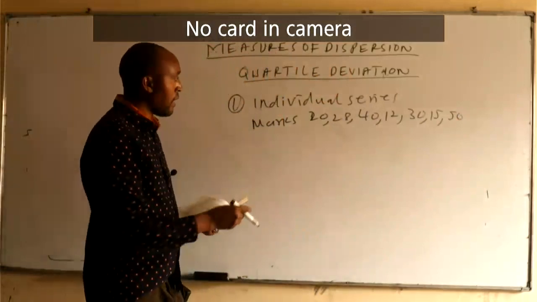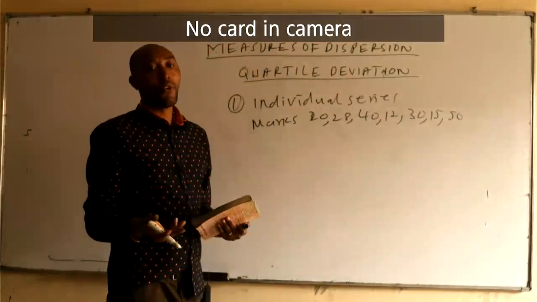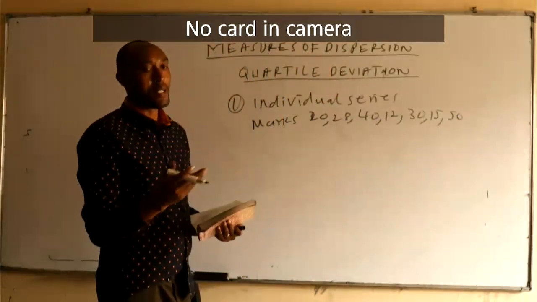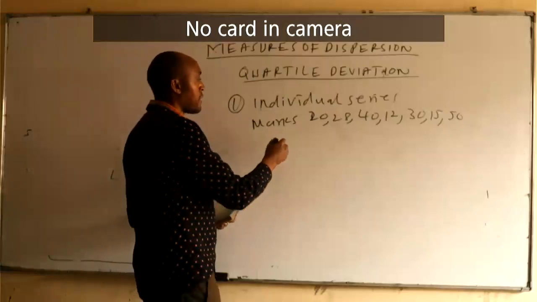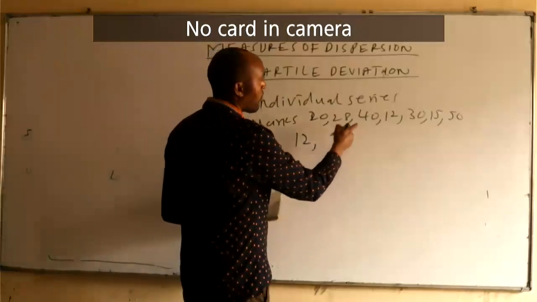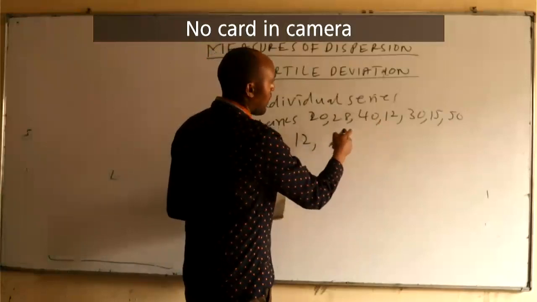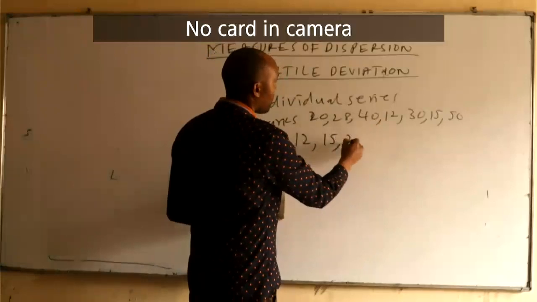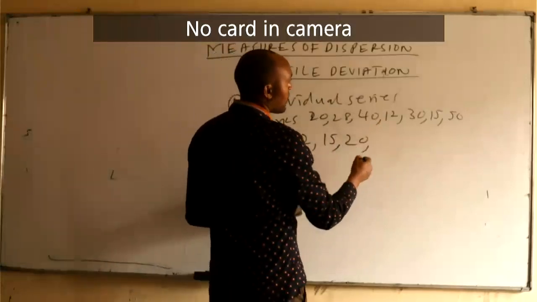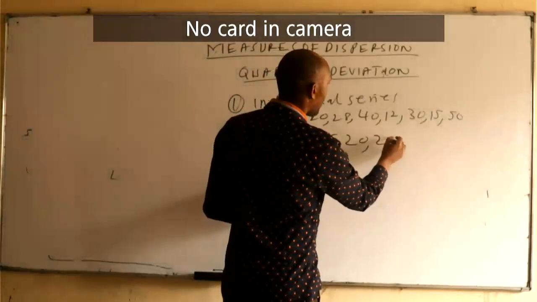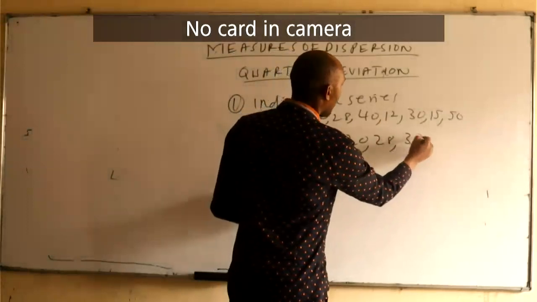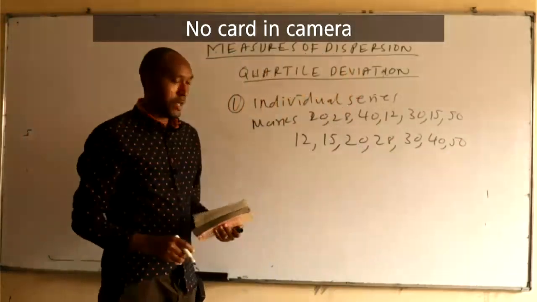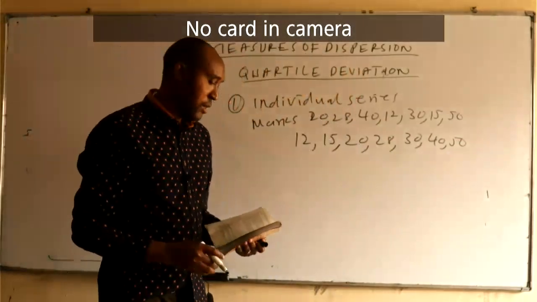How do we solve this? First of all, you arrange the data into ascending order. We take the smallest, which is 12. The next one is 15, after 15 we have 20, after 20 we have 28, after 28 we have 30, after that 40, then 50. So we have arranged the data into ascending order.